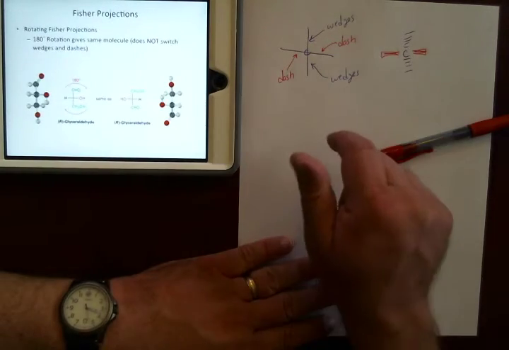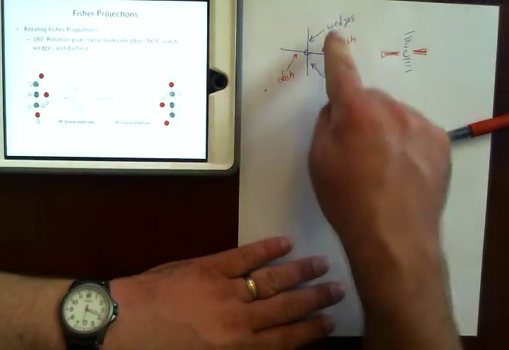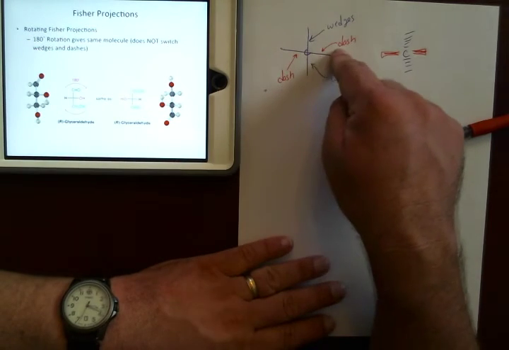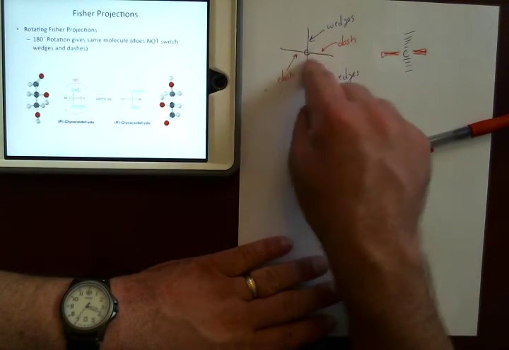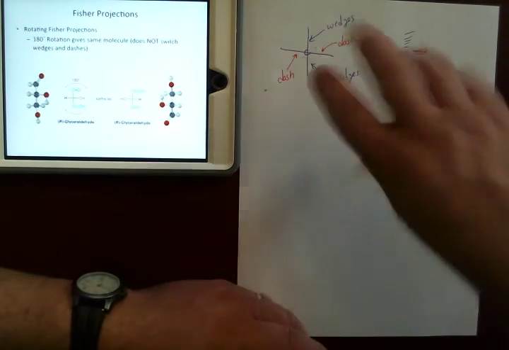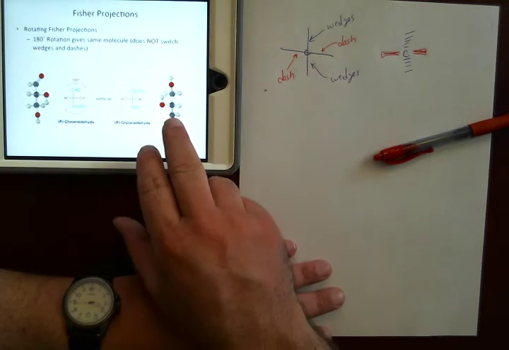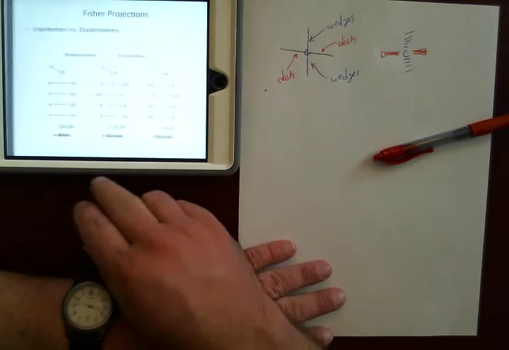But if you rotate it 180 degrees, this comes down here and that goes over there, so you're maintaining the wedges and the dashes, the horizontal and the vertical, so it's actually the same molecule. So you can do it 180 degrees, but doing 90 degrees doesn't work. Well, it does, you just make the enantiomer. So be careful with that.